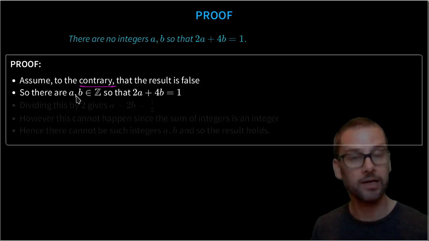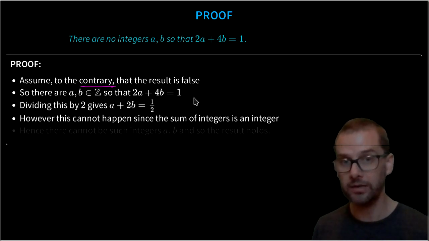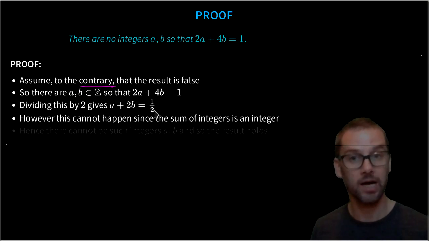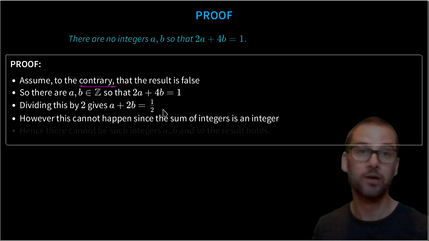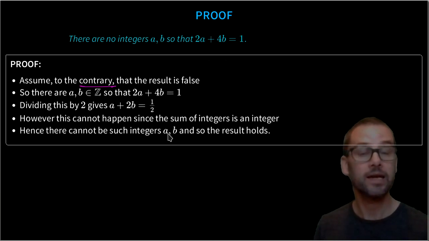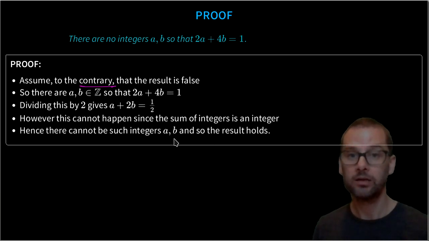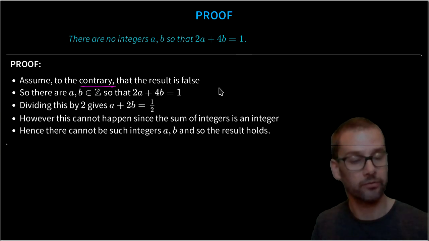That means we can find integers a and b so that 2a plus 4b is 1. Dividing this by 2 tells us that a plus 2b is a half, but this can't happen because the left-hand side is an integer and the right-hand side isn't. That contradiction tells us that there cannot be integers a and b so that this equation holds. And that's the proof.